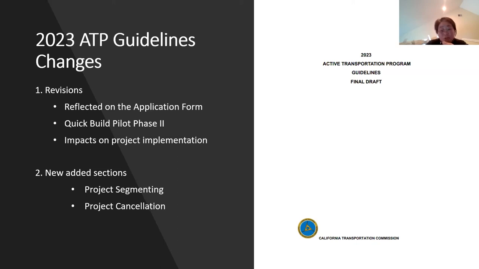A segmenting request needs to be approved before construction phase allocation. And the allocated phase cannot be segmented. Please remember, segmenting will not change the programming year, and one project can only get one segmenting in a project lifetime. If there is a need to segment your project, contact your district to initiate the discussion.